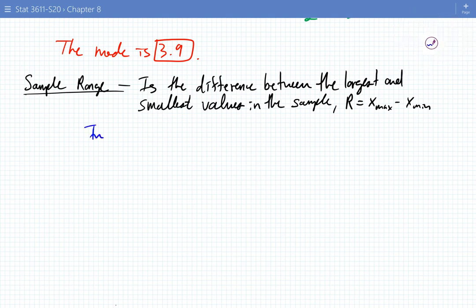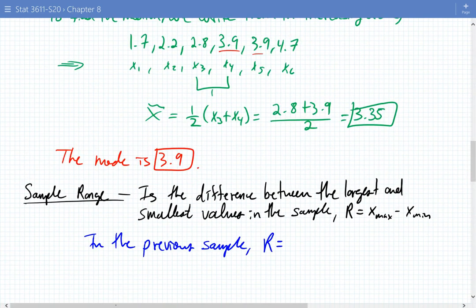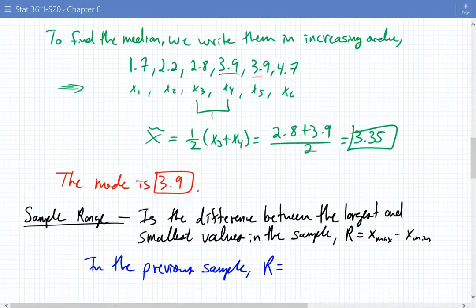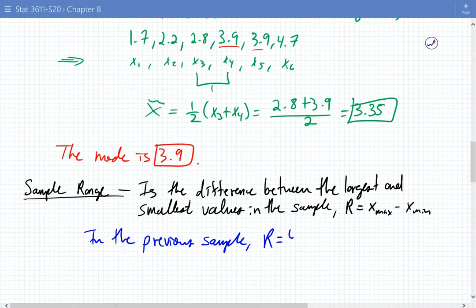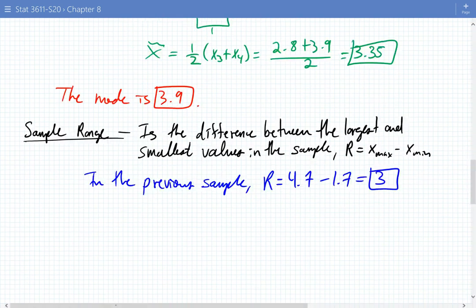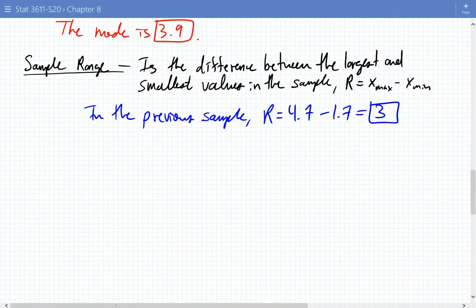So if we look at the previous sample, what is the sample range? The largest value, we have it ordered right here to find the median, is 4.7. The smallest is 1.7, and so the sample range is 3. Sample range is 3.